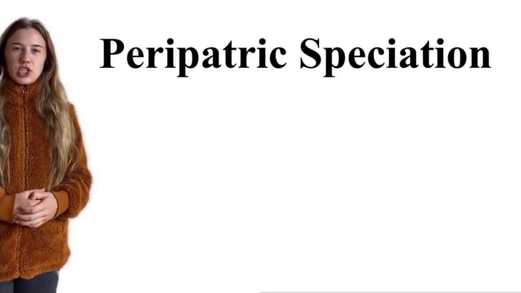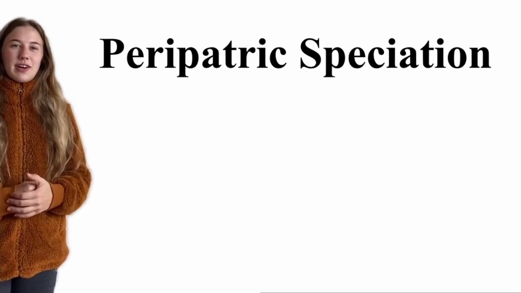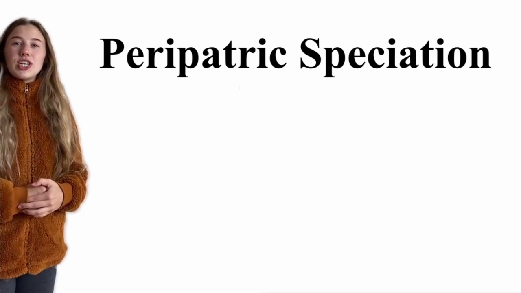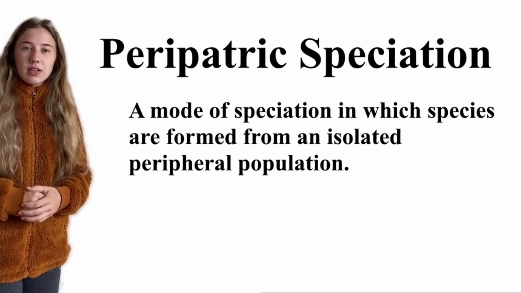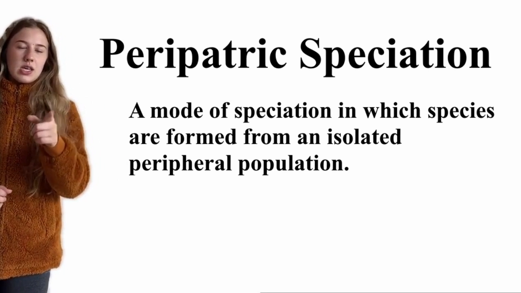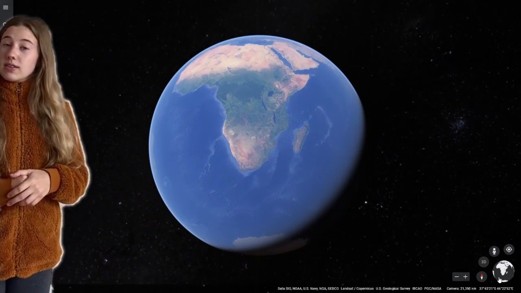Hello and welcome back to episode 3 of the Speciation Safari Show. I'm your host Kinley, and we're going to talk about Peripatric Speciation. First, let's define it. Peripatric speciation is a mode of speciation in which species are formed from an isolated peripheral group. That is key. Let's define it with an example.